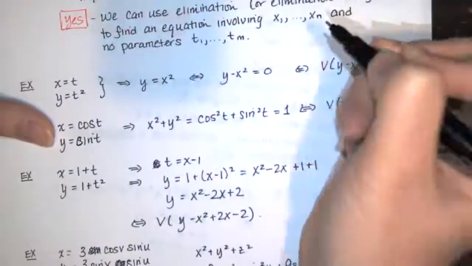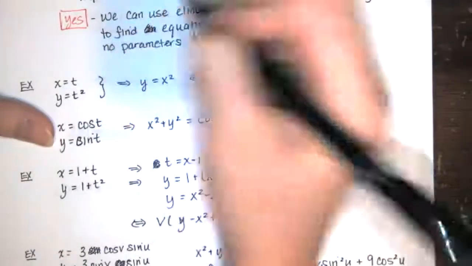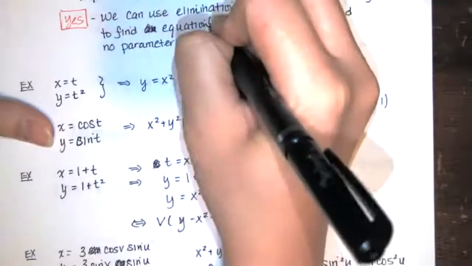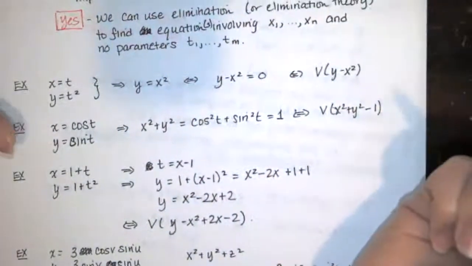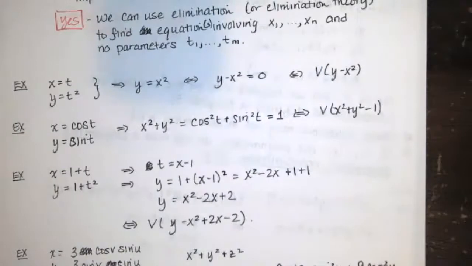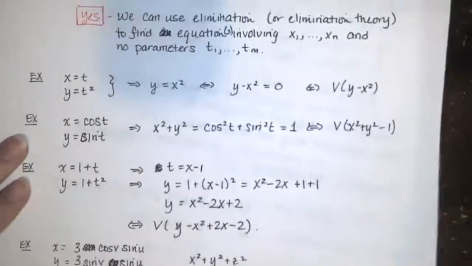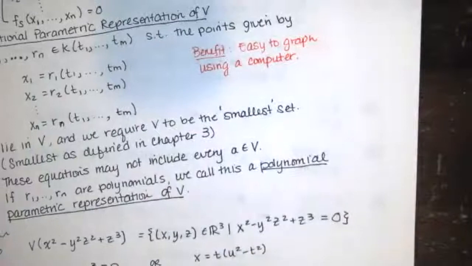So I said find an equation involving that, but we should say in general, we want to find maybe more than one equation involving x sub 1 through x sub n, and that has none of the parameters in it, t sub 1 through t sub m. So I think that's it for this video.